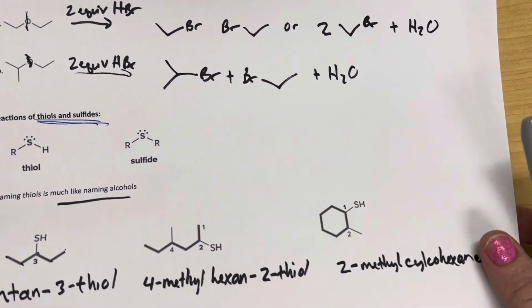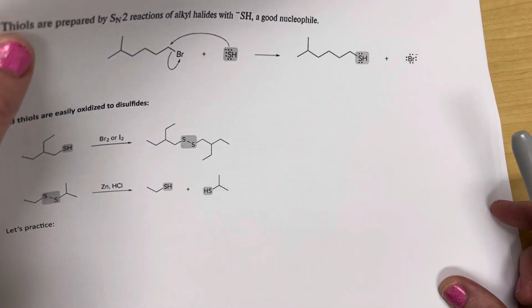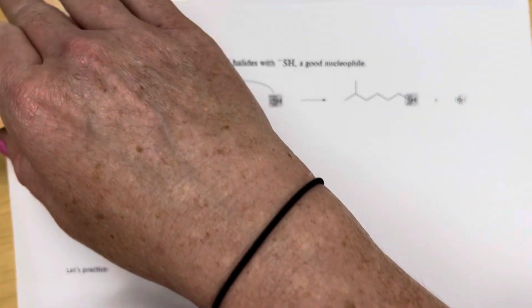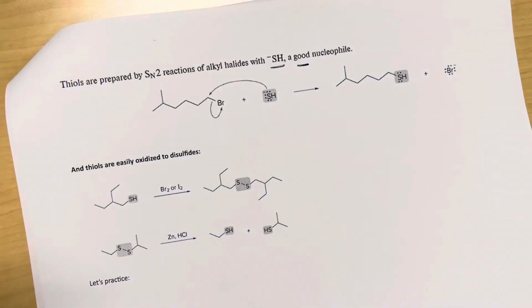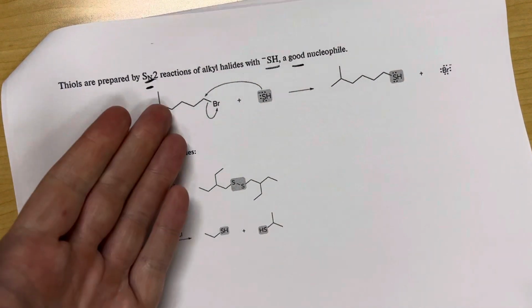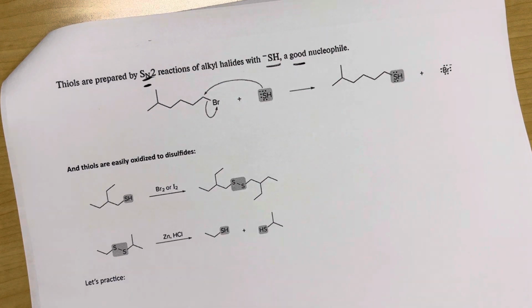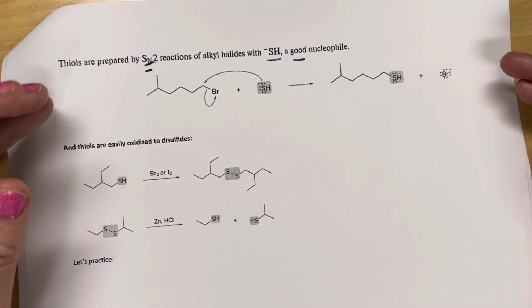So you can make a thiol by reacting something with SH negative. It's going to be via an SN2 reaction because SH negative is a good nucleophile. Okay, so it'll proceed via an SN2 reaction, meaning if you had a racemic, you'd get the inversion. So let's go ahead and practice that. So you can see right here, it comes in, the bromide leaves. It's actually a relatively straightforward preparation process.